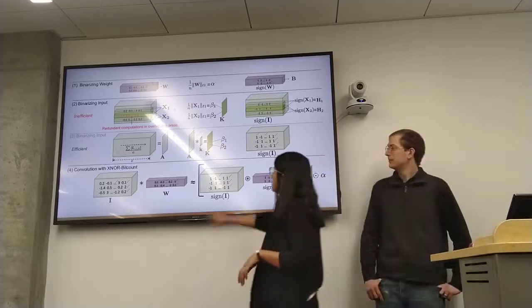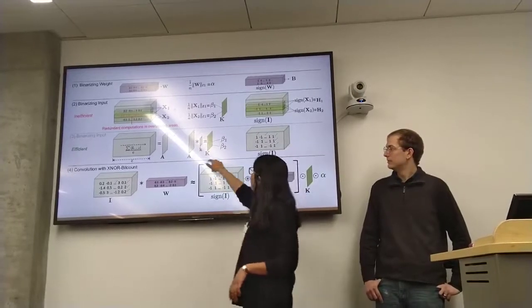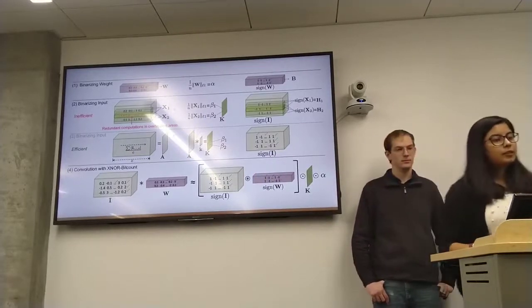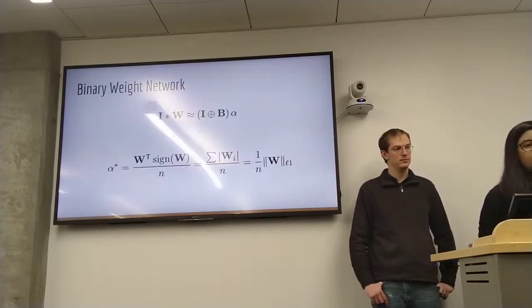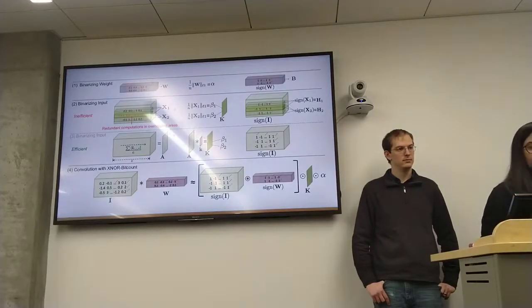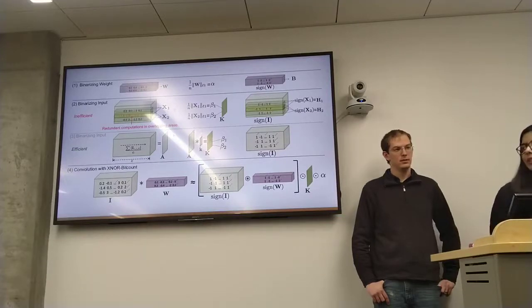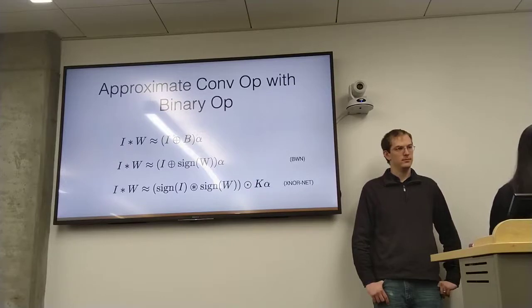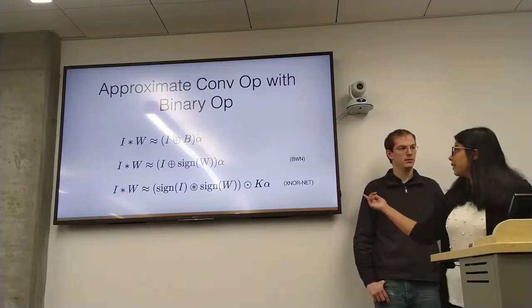So this is the actual convolution function, where k will give us the beta, which will be the same. And we also have the alpha, like in the previous slide. In this way we can use XNOR and bit count instead of convolution. So this is just to summarize it: binary weight, XNOR, and bit count.